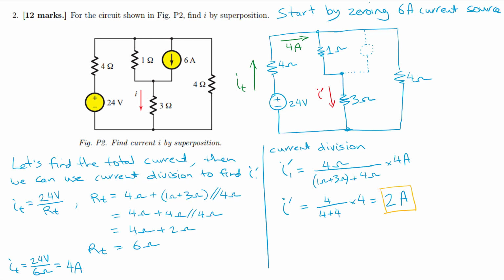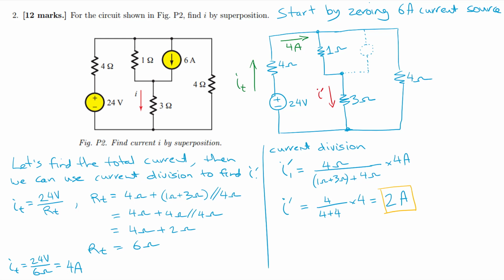And we always take the other resistor, so this 4 ohms represents this 4 ohms, that's the one that goes on top, okay? And then we divide it by the total resistance of the branches, okay? And then we multiply it by the total current coming into the current divider. So then we come up with a value of 2 amps for I prime. So that's our first result.